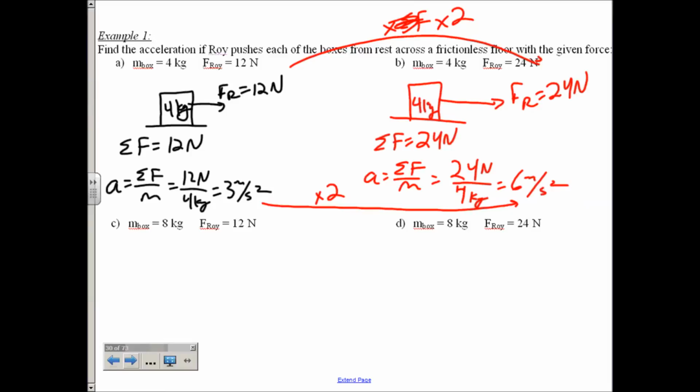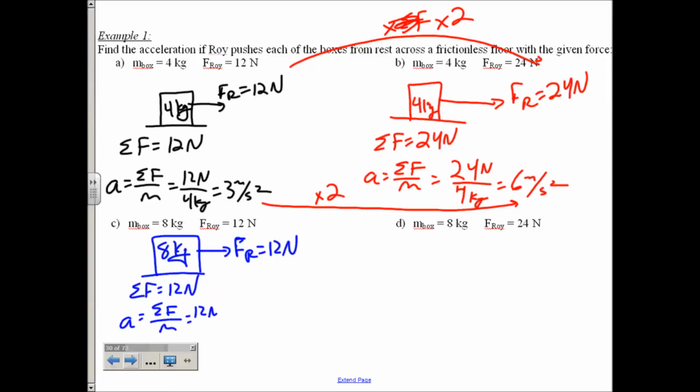Okay? All right, in example C, we're going to go back to a force of 12 newtons, just like we had in example A, but now we've got a bigger box. Okay, so let's do that. Here we go. I tried to draw that box bigger and failed to deal with it. 8 kilograms. Roy is going to push it with 12 newtons. So our net force is going to be 12 newtons. Let's find our acceleration. It's net force over mass, 12 newtons, 8 kilograms. Divide it and you get 1.5 meters per second squared.